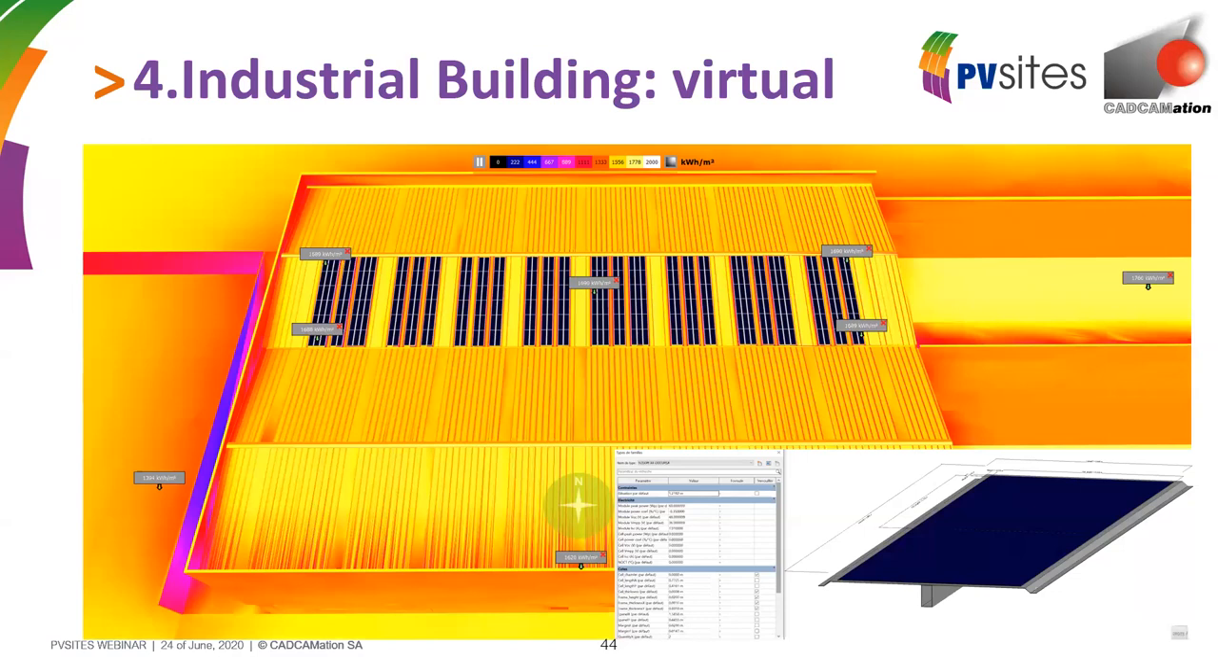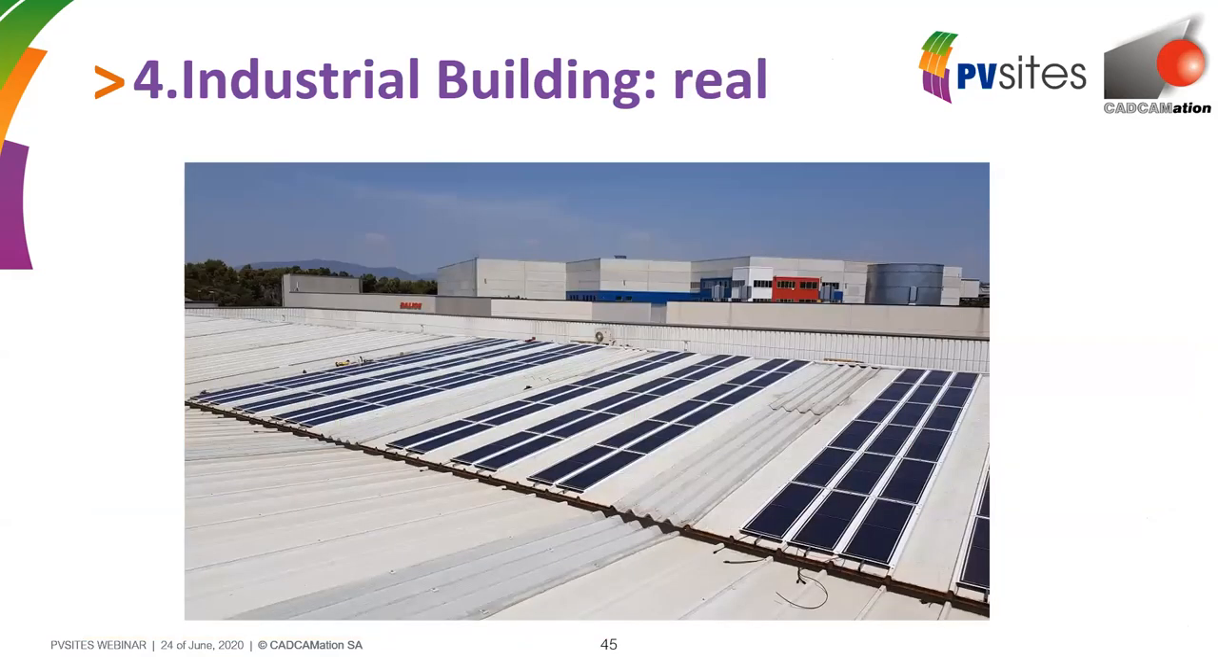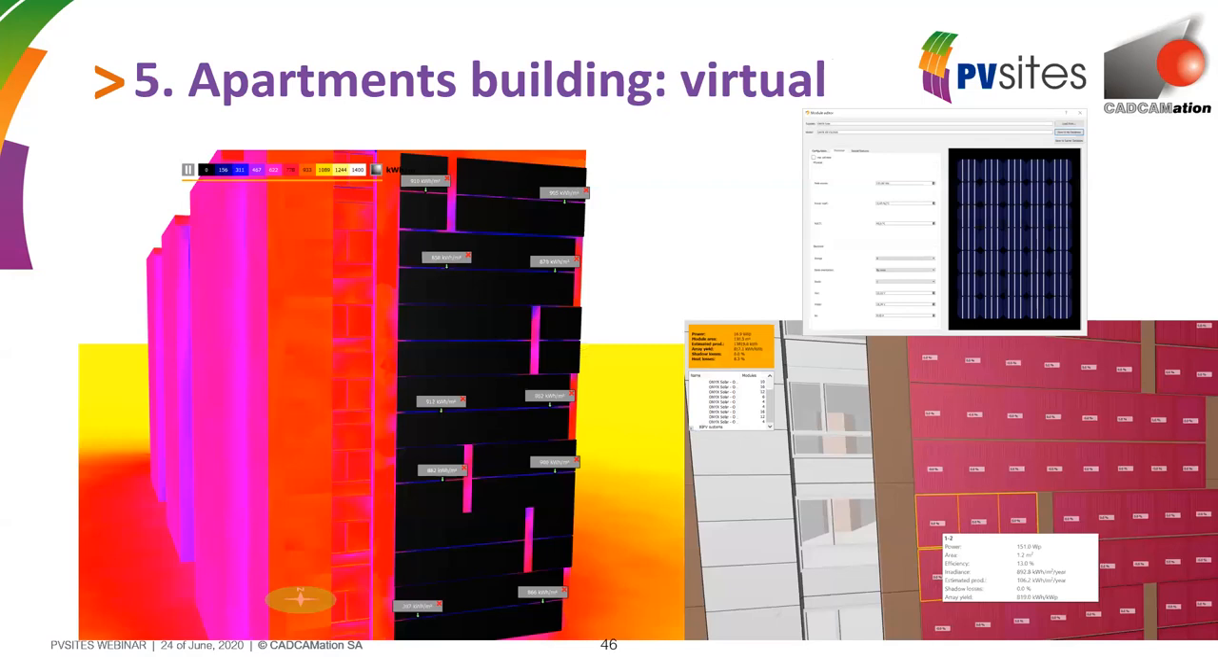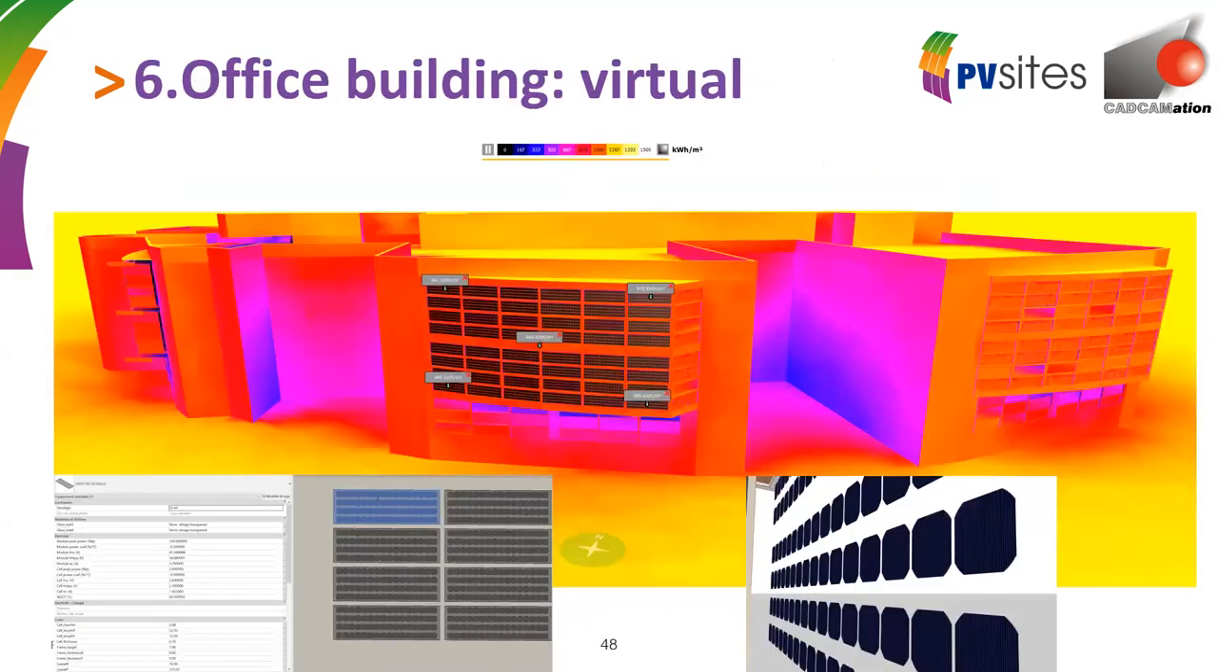Fourth, an industrial building with the specific integrated panels for this kind of roof. You can see simulation, irradiance simulation, mapping of the irradiance, and then inclusion of the virtual models into the virtual roof, and the real result. Five is apartment building, a ventilated facade with insulation, future insulation. So you can see simulation works, mapping of losses at the module level, and the creation of the virtual model. And the result, of course, and the last one is technology office building, two facades with transparent modules.